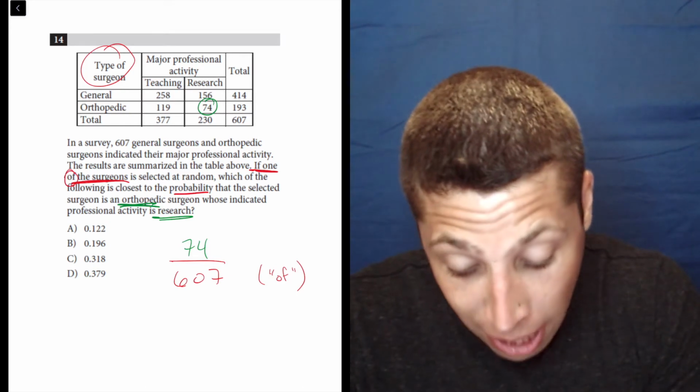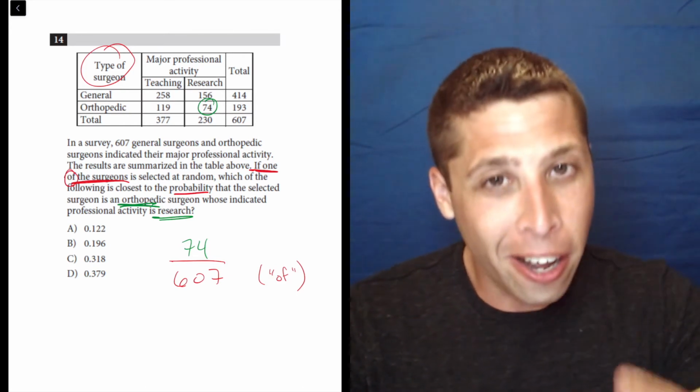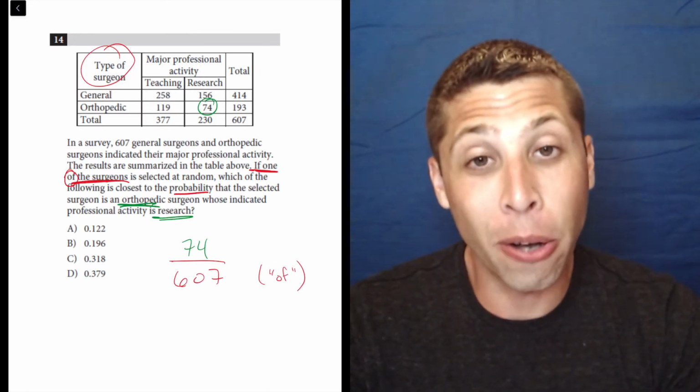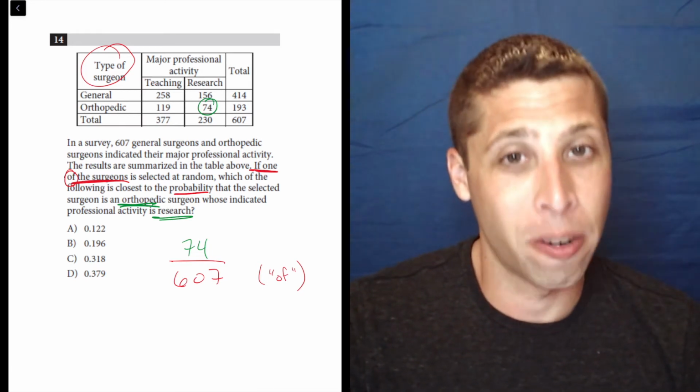So look, if one of the surgeons, not always, but a lot of the time, that word "of" is telling you what you're choosing out of. And that's the number that changes the most that we have to be very careful of. Here it's fine, but other versions of this question might have been much more difficult.